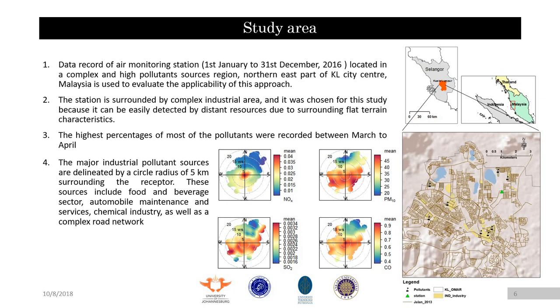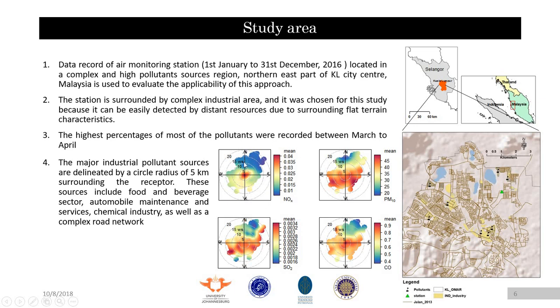So in general, you can see that the major industrial pollutant sources are delineated by a circle with a radius of 5 km surrounding the receptor. These sources include food and beverage sectors, automobile maintenance and services, chemical industries, as well as a complex road network. So the map here is centered on the station, and you can see that most of the pollutant sources mentioned are in the southeast and west of the station, and some are located at a very close distance on the north and northeast.